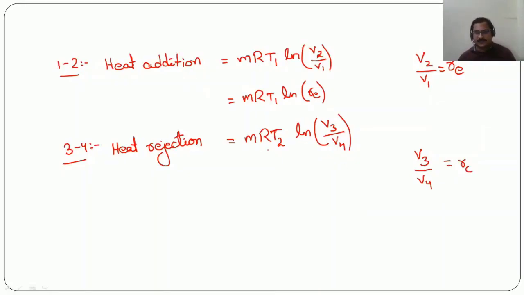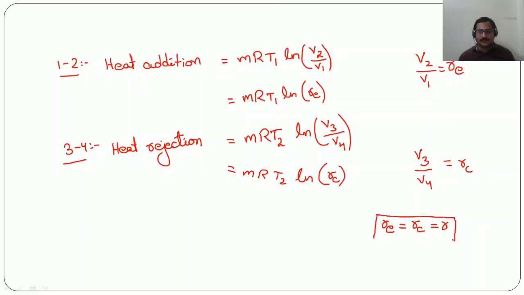Now this is MRT2 ln RC. See, in order to complete the cycle properly, the expansion ratio and the compression ratio should be same and they should be considered to be R. So to have a complete cycle, both these ratios should be same. That's why we can write this simply as R, the ratio. Now we need to find thermal efficiency.